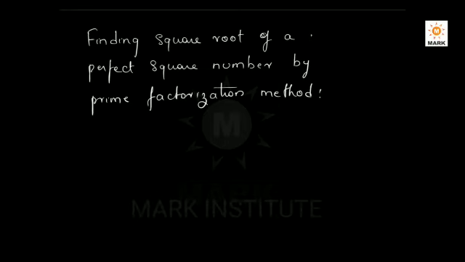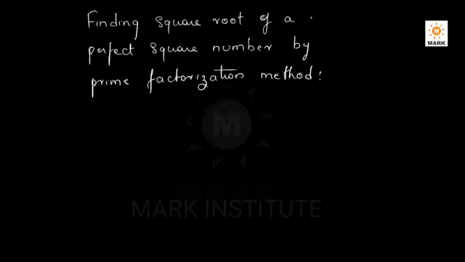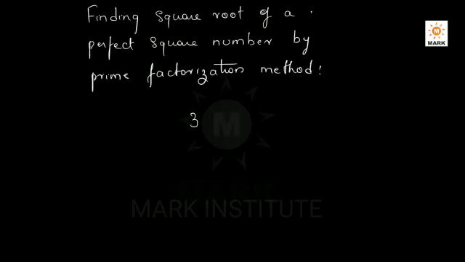Going to discuss how to find a square root of a perfect square number by the prime factorization method. So already we should be knowing it is a perfect square. Suppose we are going to find the square root of 3600. Friends, we know that the square root of 3600 is 60, but how to find it by the prime factorization method?